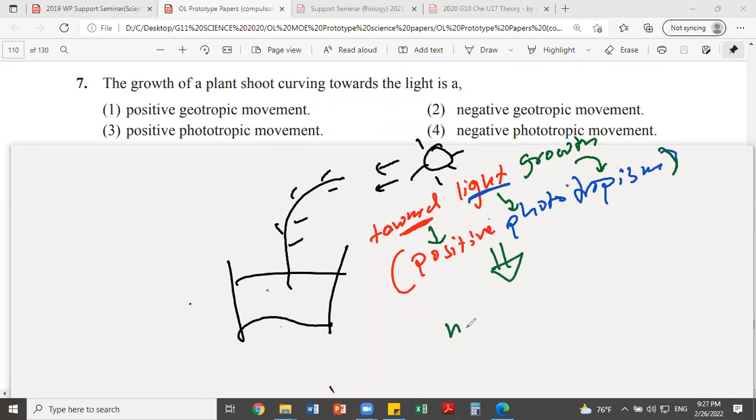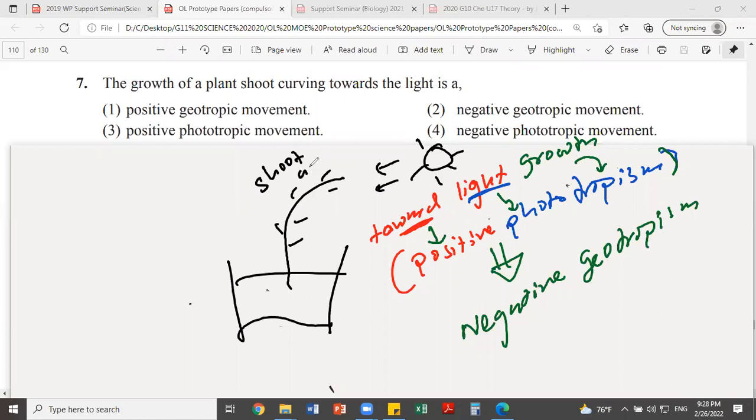And since it is away from gravity, this is also known as what? This is also called negative geotropism, moving away from gravity. Therefore the shoot apex shows positive phototropism as well as negative geotropism.